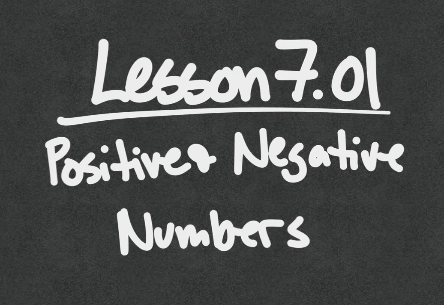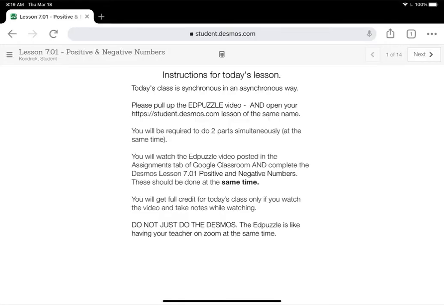Hello, your little mathematicians. Welcome to lesson 7.01 about positive and negative numbers. Some of this stuff is going to be a little bit of review, but we're going to be talking about how we use positive and negative numbers, especially in a context or situation. But before we get to that, let's talk about how your lesson is going to be working today.